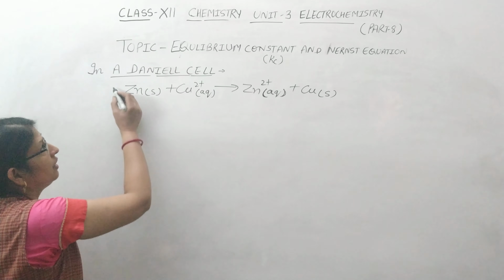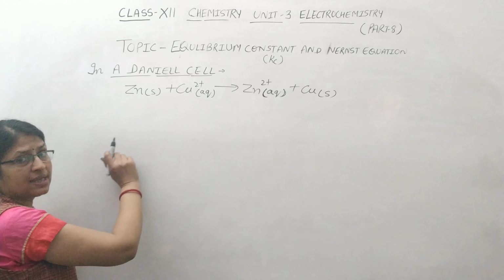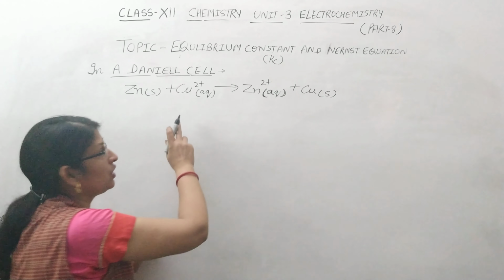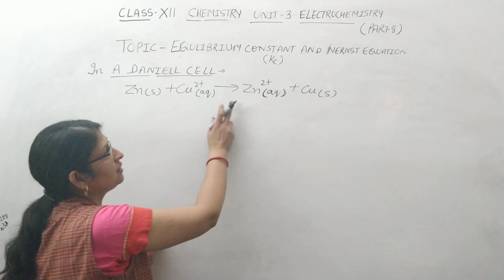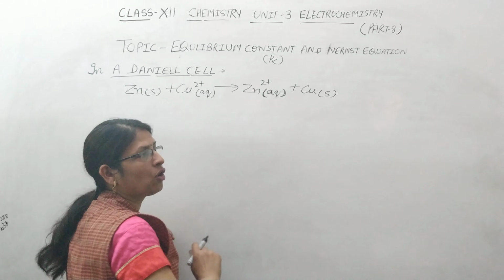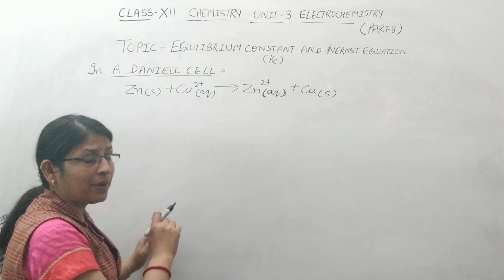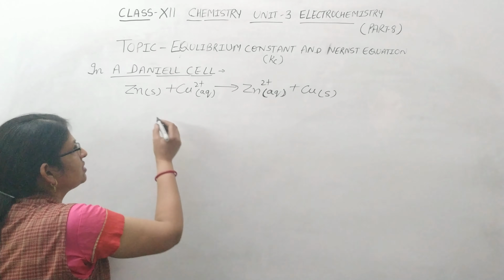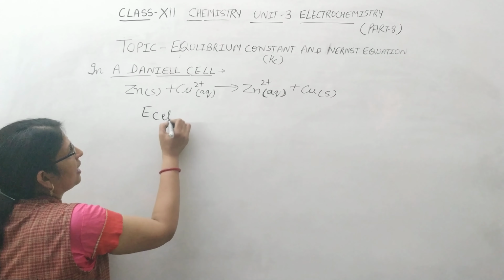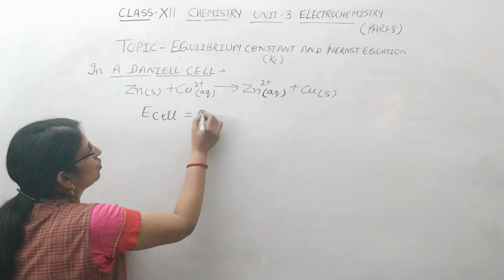Here we take the equation of the Daniell cell. You already know, I explained: zinc plus copper ion, zinc converts to Zn2+, and copper ion takes up electrons and converts to copper. When we apply the Nernst equation, what is the Nernst equation? E cell is equal to E naught cell minus 0.059 upon n log zinc concentration, because it is oxidized, on the product side, over copper concentration on the reactant side.